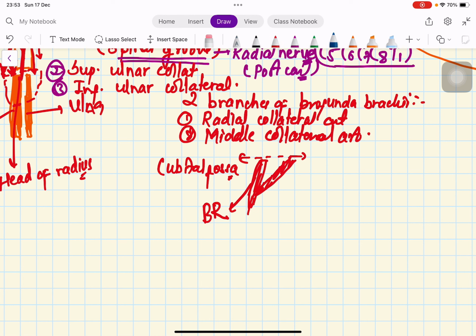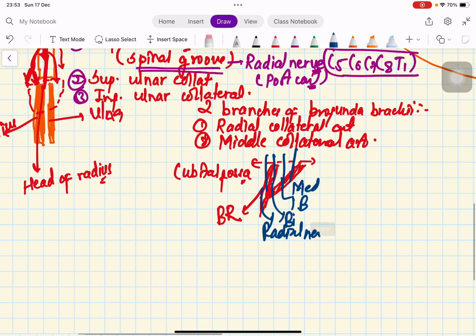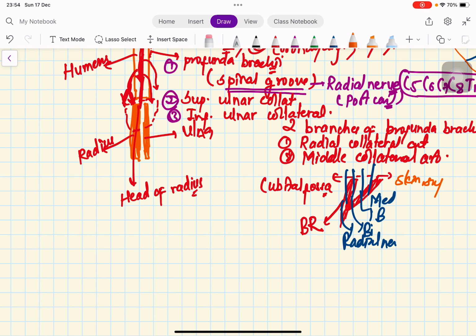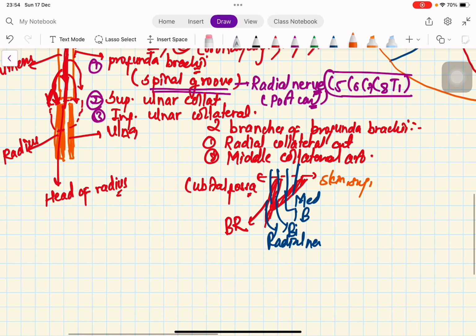And the contents are MBBR, meaning median nerve, brachial artery, biceps brachii, and the radial nerve. If you are looking for the superficial structures, there is the skin, the superficial fascia, and the median cubital vein.